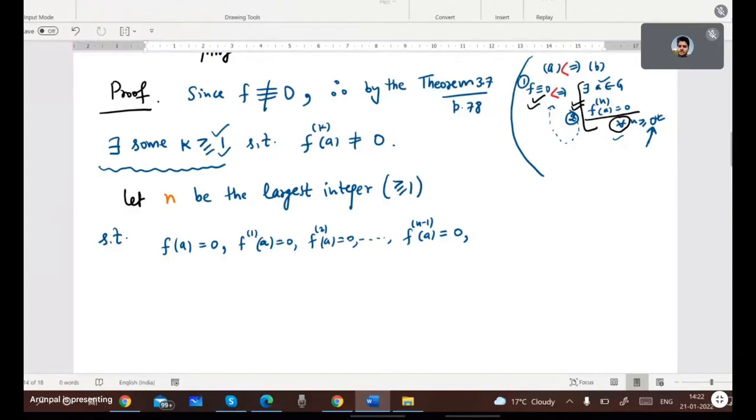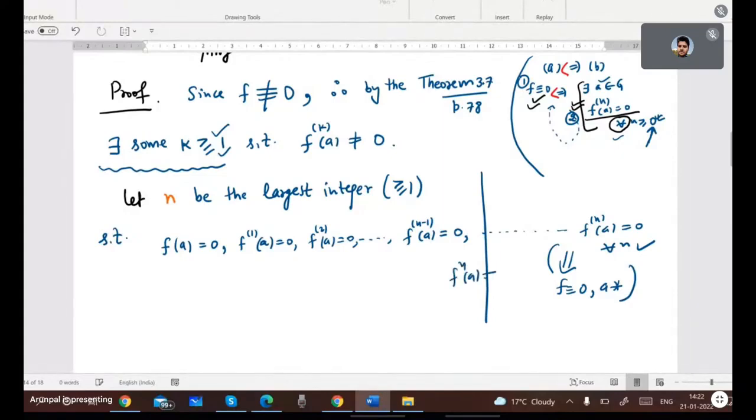Then certainly, class, there will be a stage where the derivative will be non-zero, because if this goes on and all orders of derivatives come out to be zero, then it means what, class? Then this will actually imply that f is identically equal to zero, which is a contradiction. So this is not possible. So certainly there will be some n where the derivative will be non-zero, yes or no?